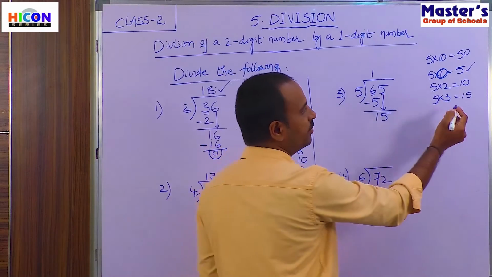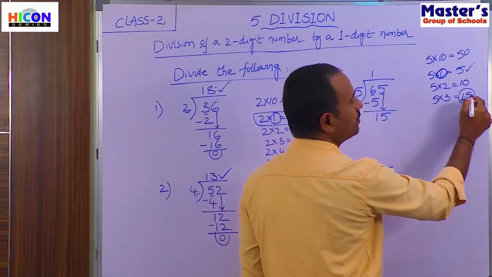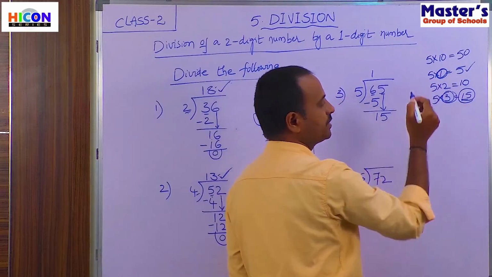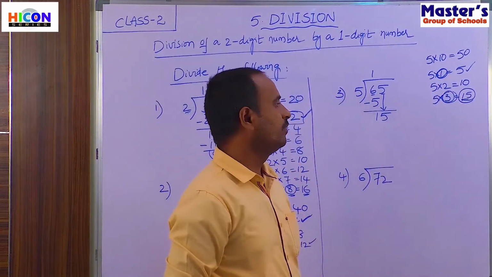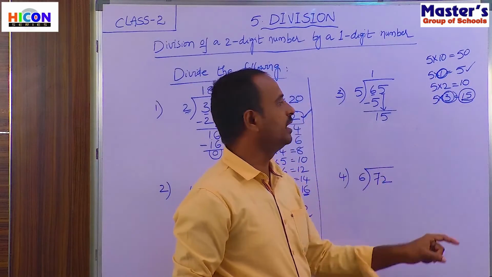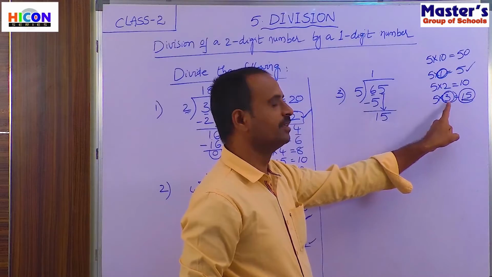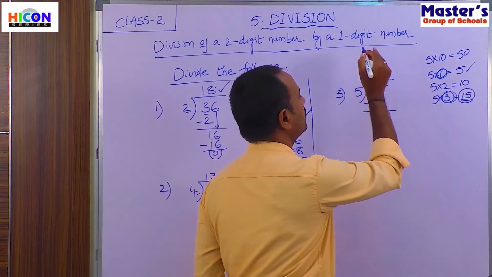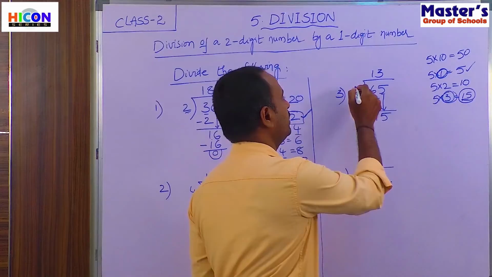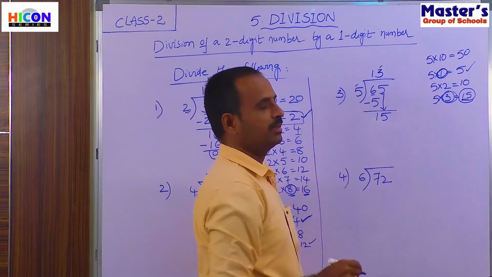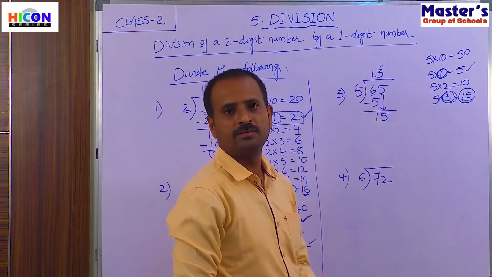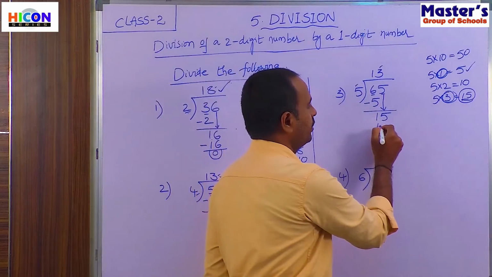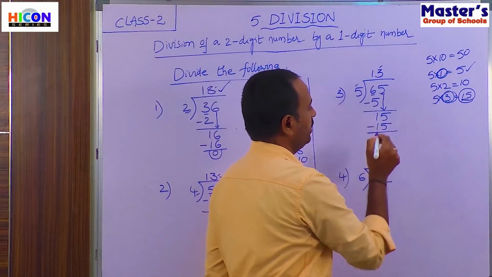So look at the fifth table. When does the number 15 come? The number 15 comes if we take 3 times. So we have to take 3 times, then we will get 15. So write this 3 in the quotient beside 1. So write 3 here. And multiply this 5 and 3. So that is 5 into 3. 5 threes are 15. So write the product below 15 and subtract.